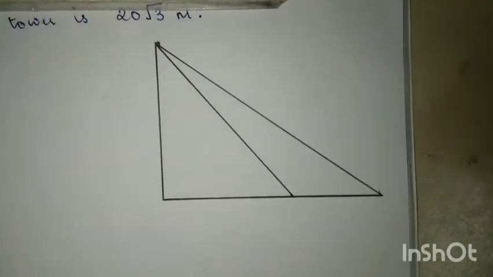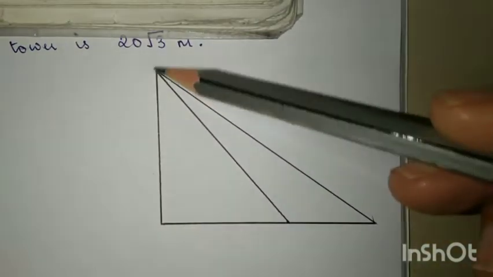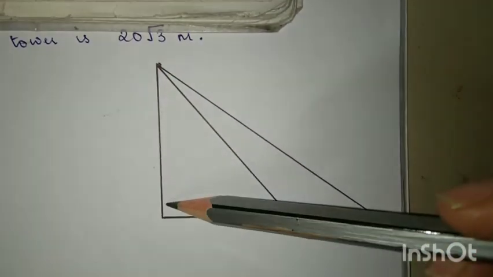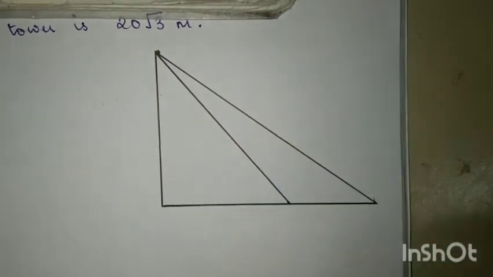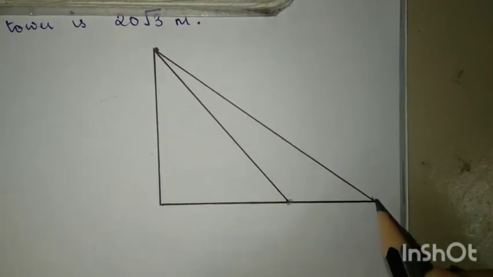The distances between them is different, okay? All right, this is the lighthouse. We have a figure like this. This is the lighthouse. And this is the sea, and this is where one ship is, and this is where another ship is.